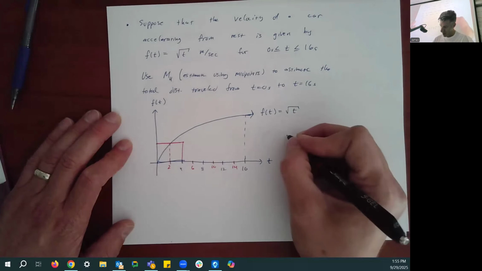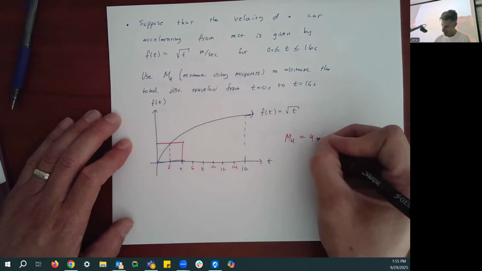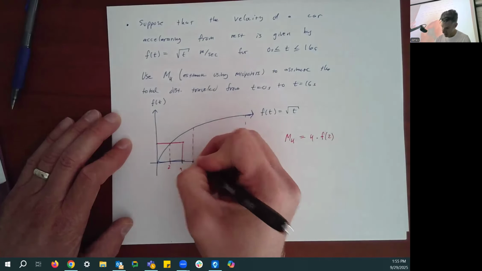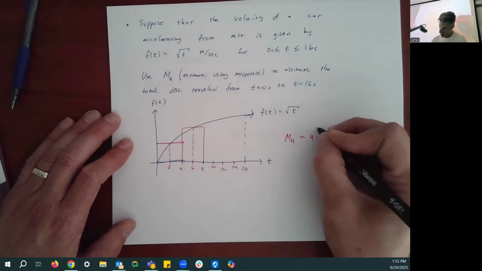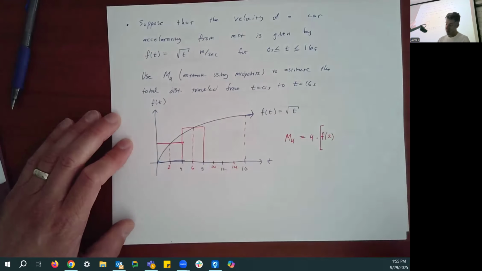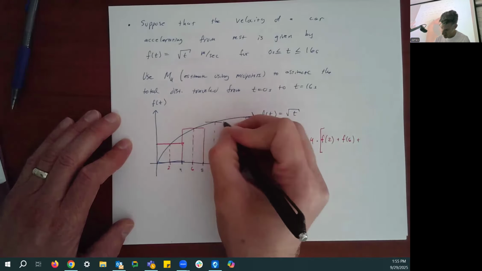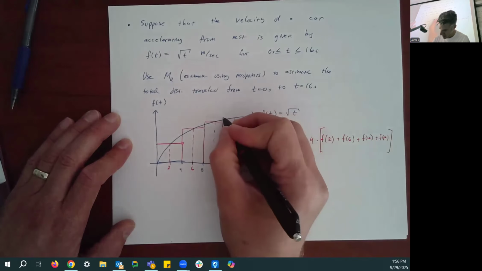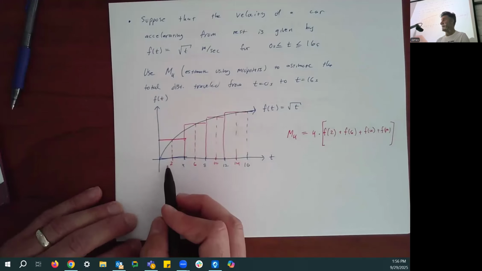So our M4 is going to equal my first base, which is 4, times my height, which is f of 2. Then my next rectangle, the height's going to be given by plugging in 6. So it's going to be another 4 times f of 6. I'm going to be smart here. I'm going to pretend like I'm factoring out the 4 and add on an f of 6. And then for the next one, an f of 10. And then for the last one, an f of 14. So there's my estimate.